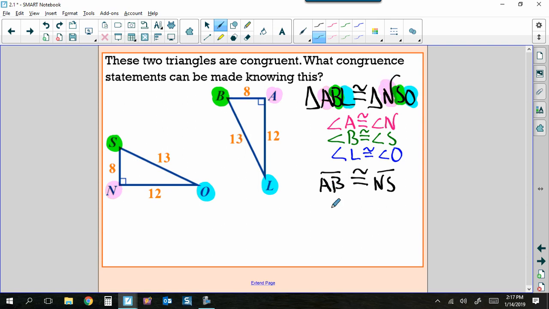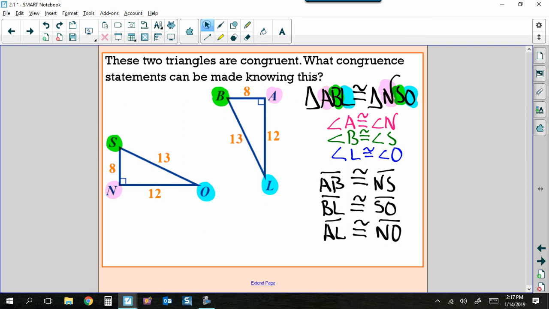My next line segment is line segment BL. Looking for my match on my other name, I find that the match is going to be line segment SO. And my last line segment is line segment AL, and I find the match would have me writing AL is congruent to line segment NO.